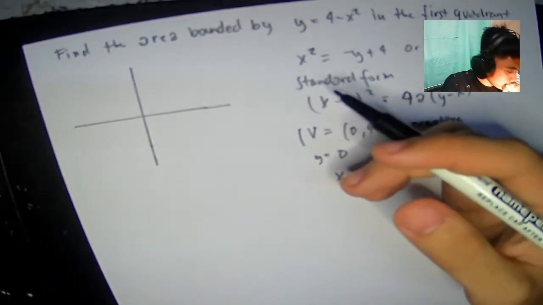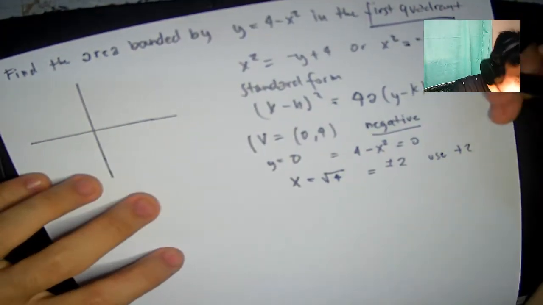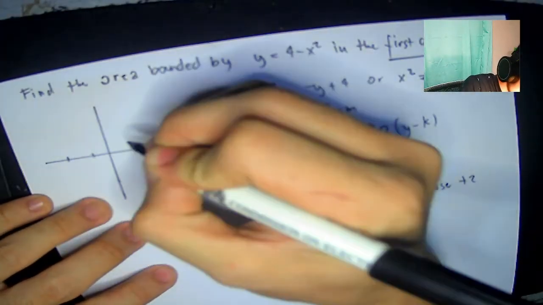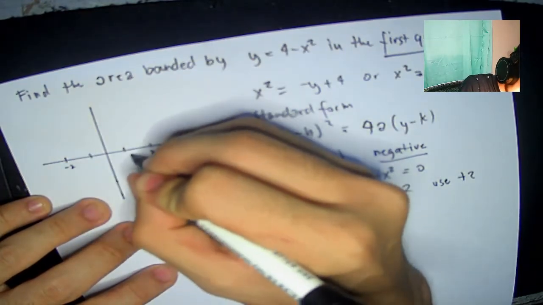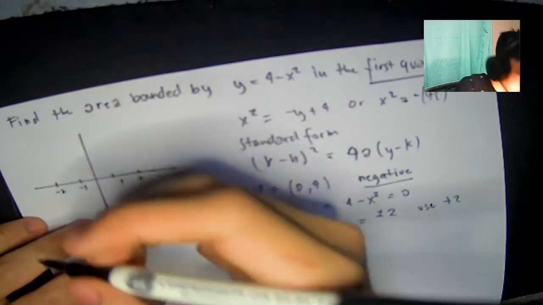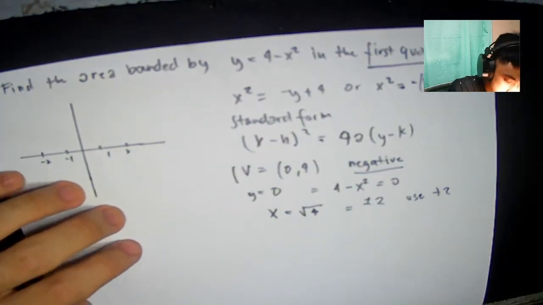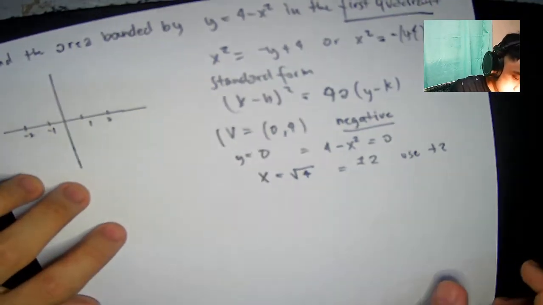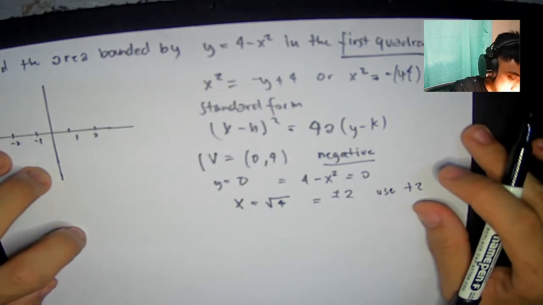So let's plot. Our range is from negative 2 to positive 2. So 1, 2, negative 2, 2, 1, negative 1. So y is, wait, let me see again. Did I miss something?